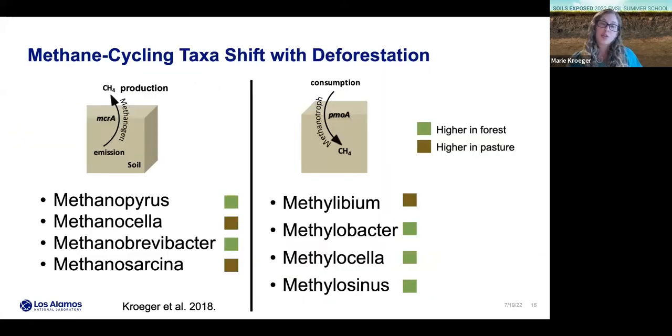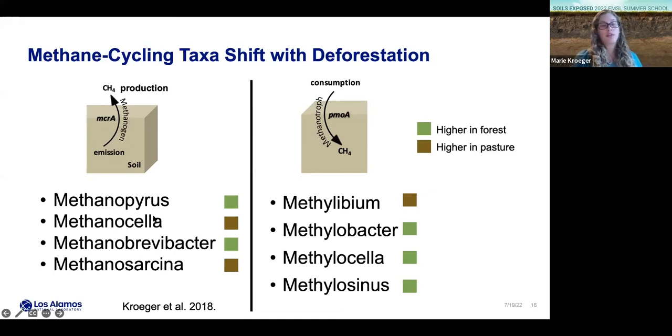Since methane is such a potent greenhouse gas, we also wanted to investigate a bit further into how specific known methane cycling taxa shifted with deforestation. What you're seeing on the left here are methanogens that changed in abundance between our different land use types, and on the right are methanotrophs. Methanogens are ones that produce methane. Methanotrophs are consuming methane. And what we found was that Methanopyrus and Methanobrevibacter were both in higher abundance in our rainforest, compared to Methanocella and Methanosarcina, which were higher in our pasture.